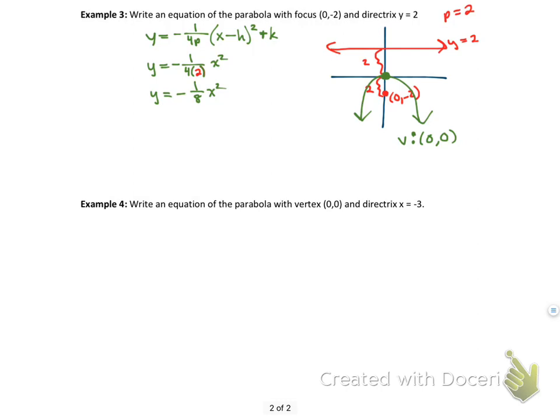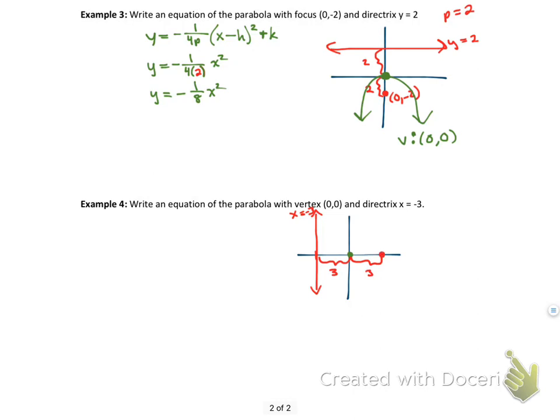Last one. We have a vertex of 0, 0 and a directrix of x equals negative 3. So again, like last time, like all of them, we're going to draw it. It gives us the vertex. It's 0, 0. That's nice. x equals negative 3 over here. So I'm going to have that vertical line. x equals negative 3. Now that means that this distance is 3. Well, if that distance is 3 and the vertex is right in between the directrix and the focus, then this distance also has to be 3, which means that there's my focus.